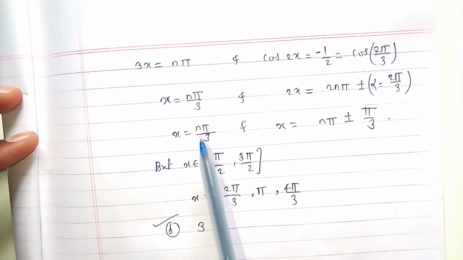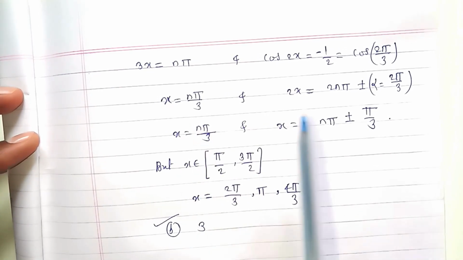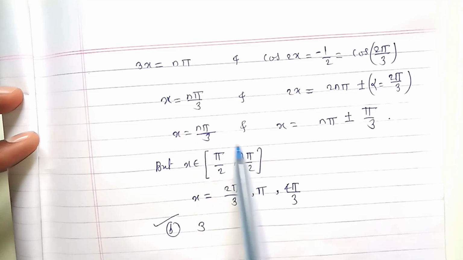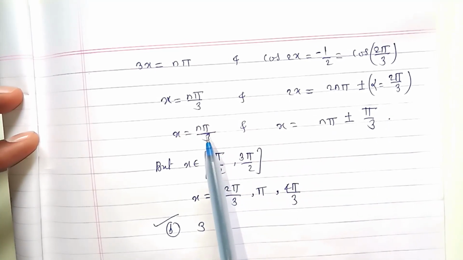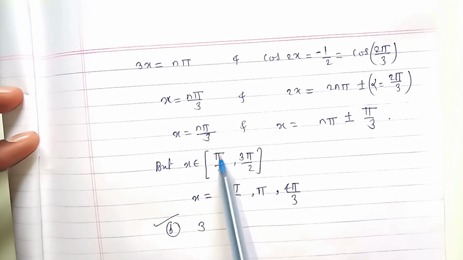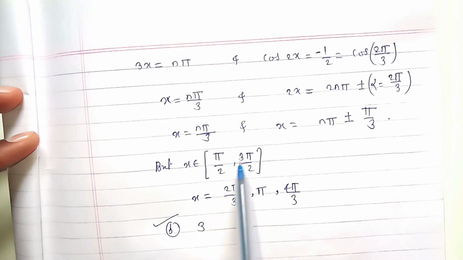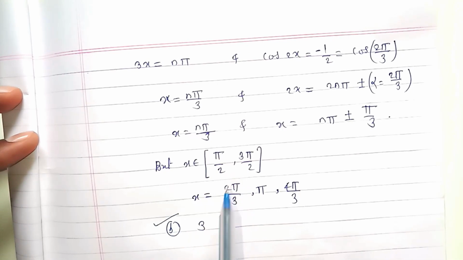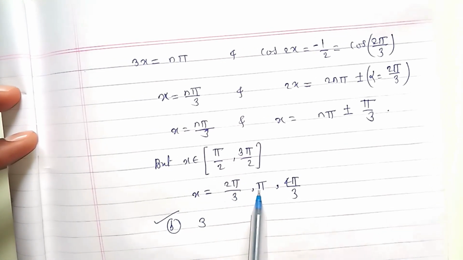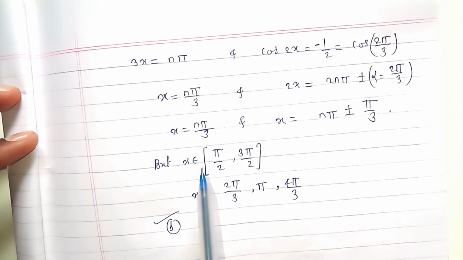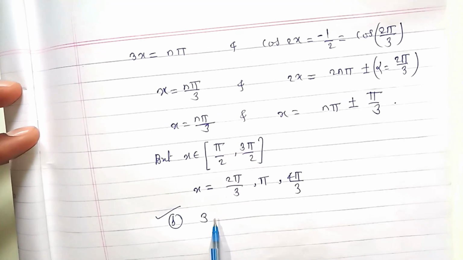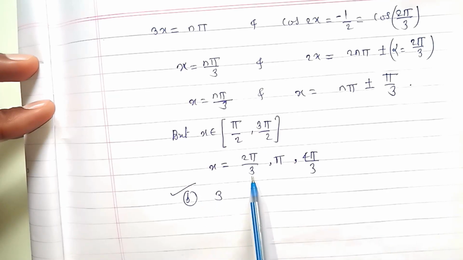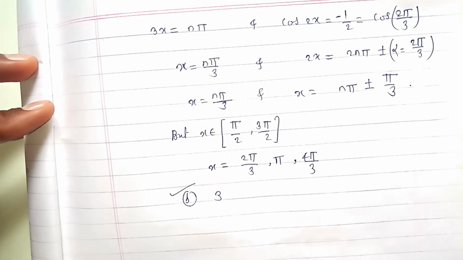Now substitute the values for n here: 0, 1, 2, 3. Similarly do it here, put these values in and figure out which of the values are coming. There are multiple values coming, but we want the values within the closed interval pi by 2 to 3 pi by 2. So there are only three values: x is 2 pi by 3, pi and 4 pi by 3. Only three values lie inside this closed interval. So our required answer is 3, the number of values which belong to that interval.